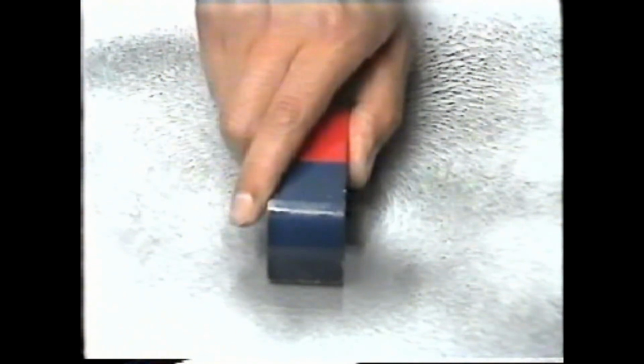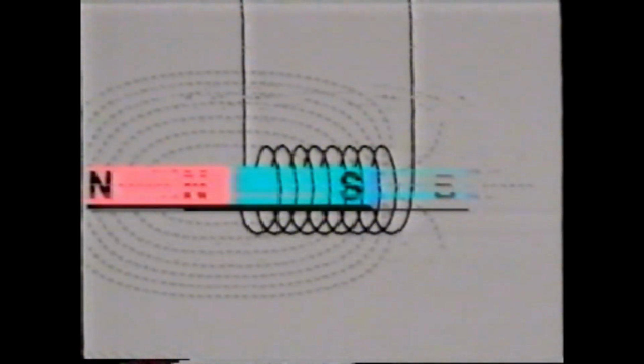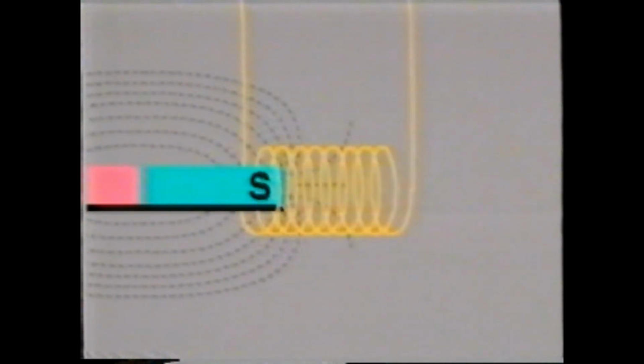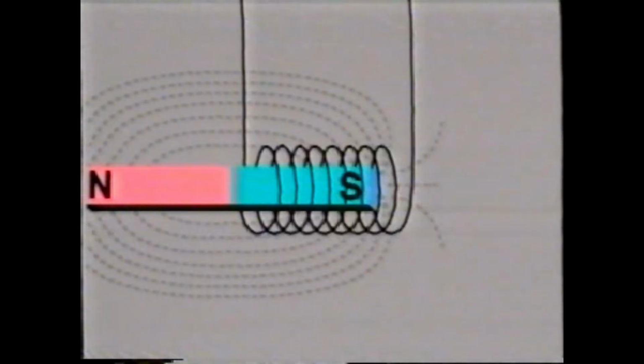The magnet produces lines of magnetic force running from the North Pole to the South Pole. This forms a magnetic field. Electricity is generated when the coil cuts across the lines of magnetic force. This is called electromagnetic induction.